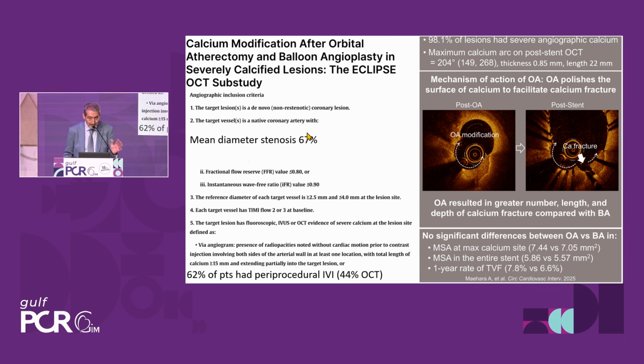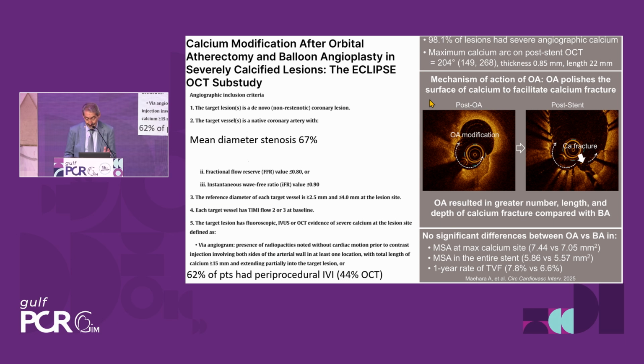You are all aware that a device like rotational or orbital atherectomy may even not touch the wall in these conditions. The other issue with the OCT, the maximum arc of calcium in this lesion, also all of them as angiographically severe calcium, was only 204. So below, on average, what is considered the indication with the trial I've just shown before for the use of dedicated device. Thickness was all right, 0.85, length was all right, 22, so we don't know, again, how much the arc was.